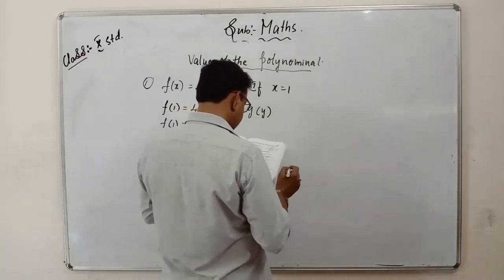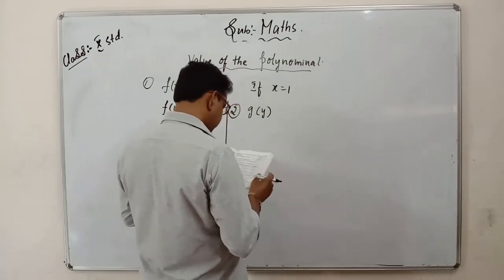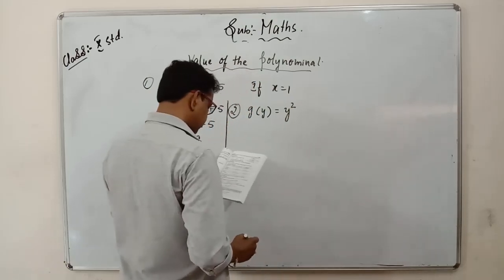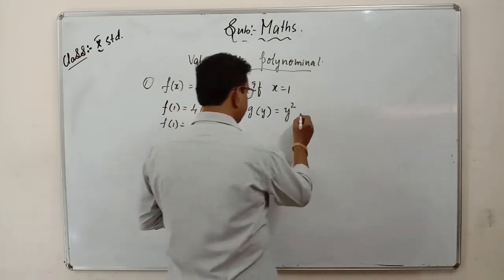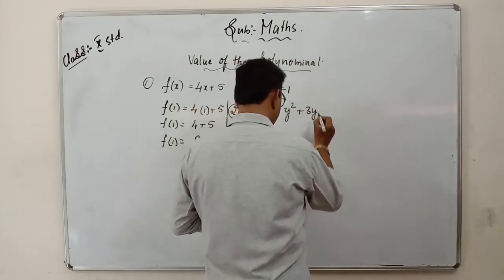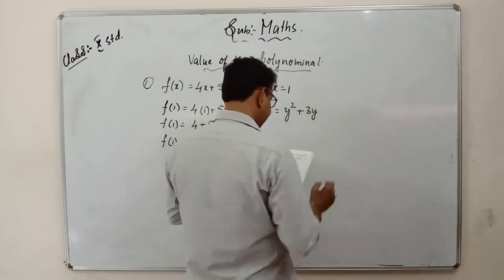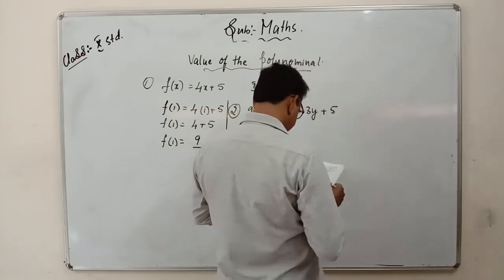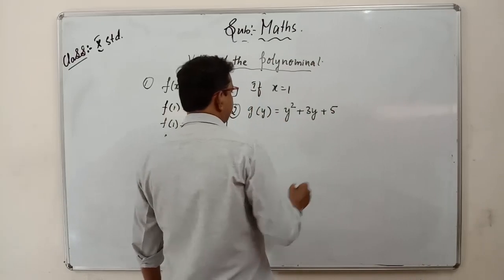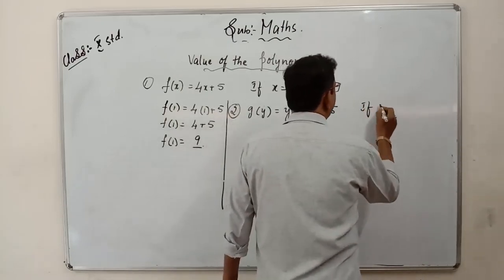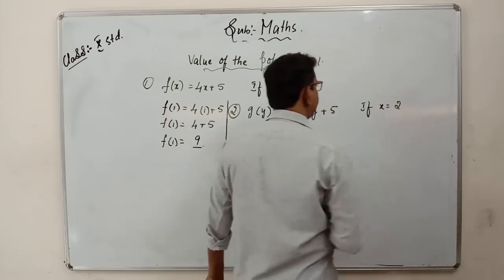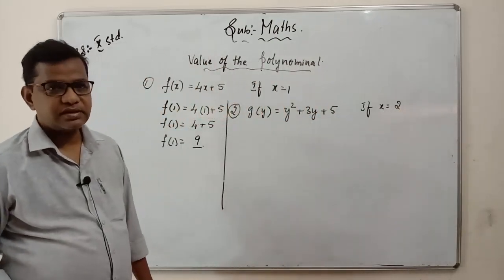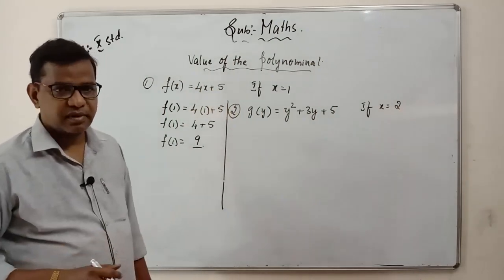g of y equals y square plus 3y plus 5, and he has given x equals to 2. Simple one, we are just finding the value of the polynomials. How to find the value of the polynomials? Using small numbers. Afterwards we'll go with the big numbers.